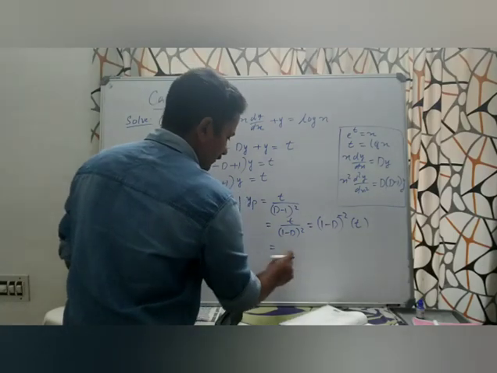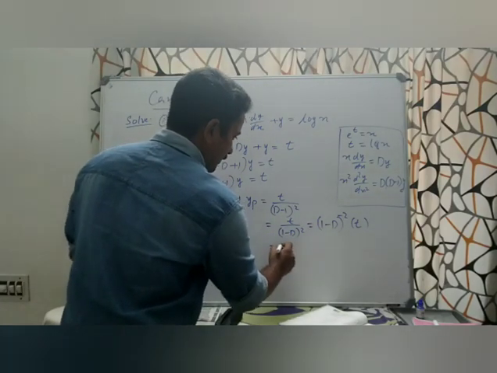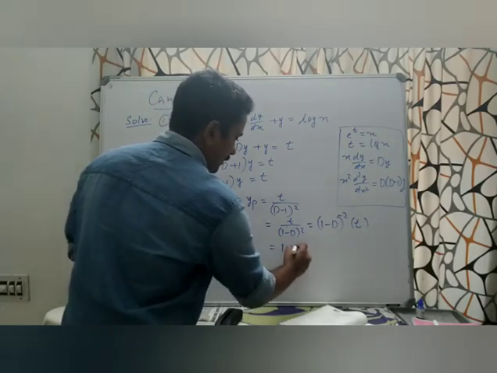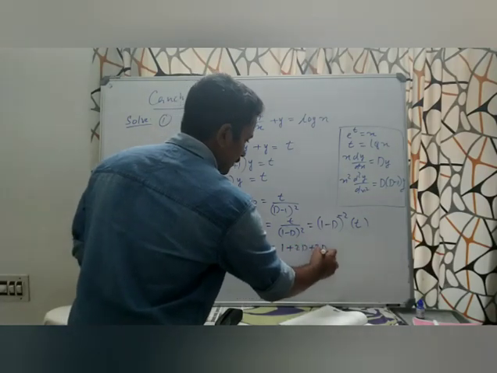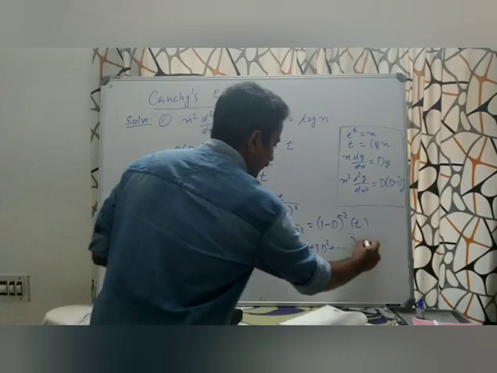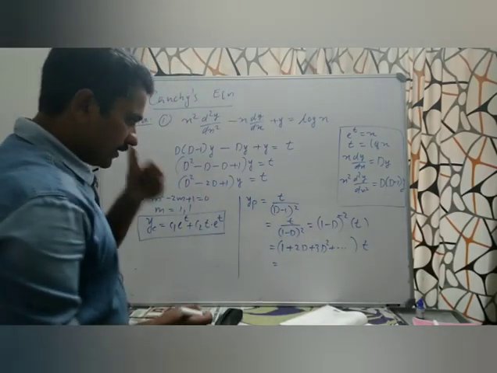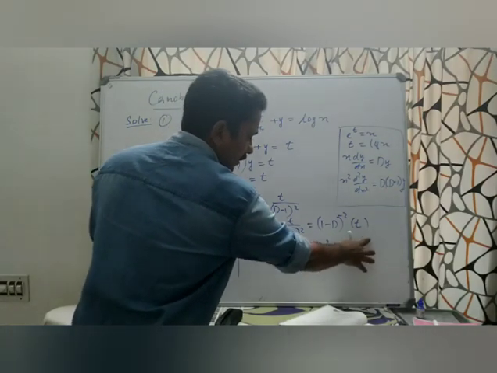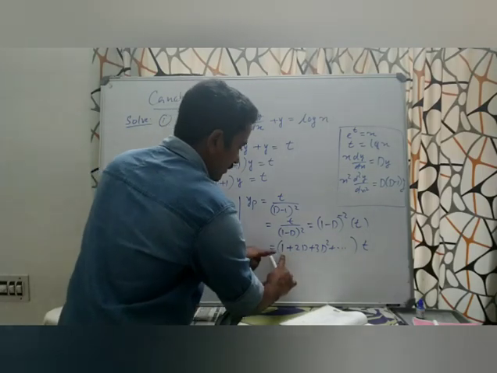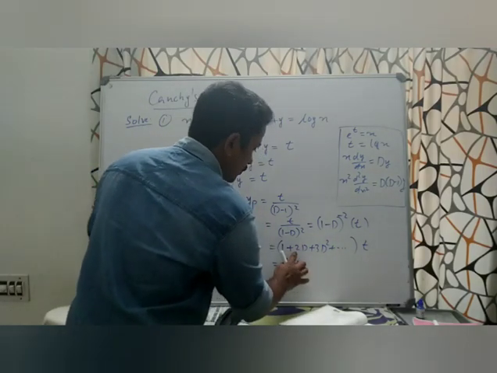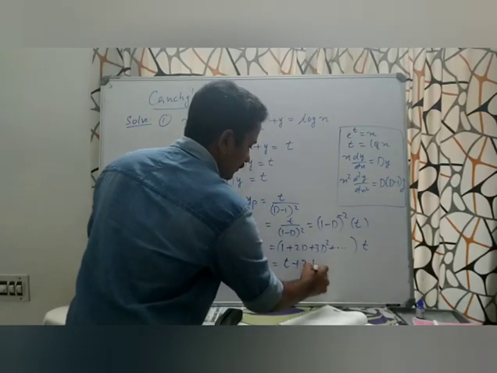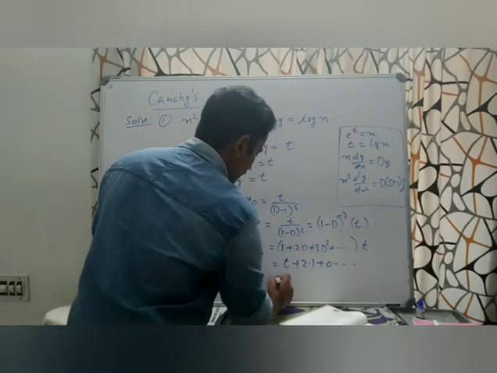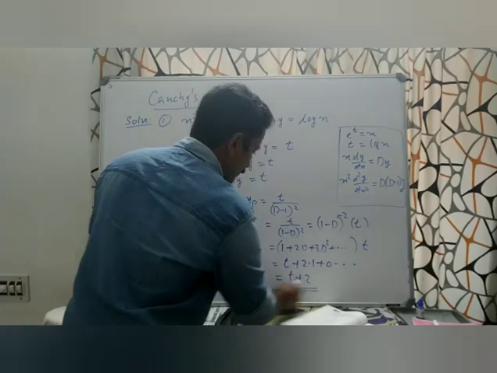And this one has an expansion. The expansion is 1 plus 2D plus 3D square plus etc. of t. And this one is an infinite series. This one has a degree 1, so it's enough to consider only the first 2 terms. So 1 times t is t, plus 2 times derivative of t, which is just 1, and the second derivative onwards will be 0, right? So the particular integral is t plus 2.